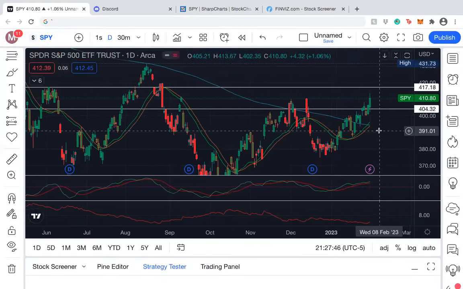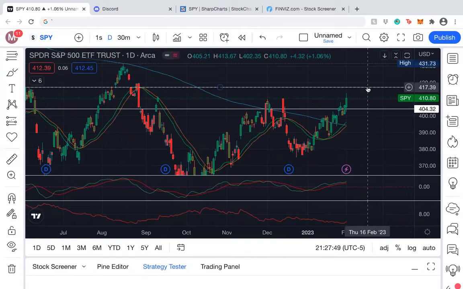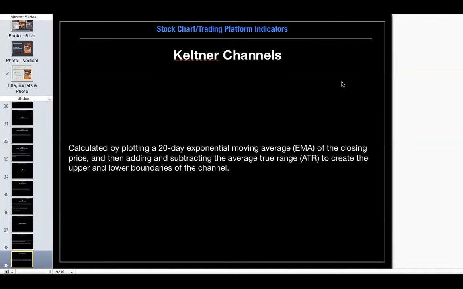The upper boundary represents the resistance and the lower boundary represents the potential support. Conversely here, talking about that, this ATR level represents the upper boundary. That's the resistance. This is the support. That's your price channel from which you trade, right? The way that you calculate the Keltner channels is that you plot it on the 20-day exponential moving average of the closing price, and then you add and subtract the average true range to create the upper and lower boundaries of the channel, right? It's pretty simple in terms of calculating what those are. But again, the technology has done it all for you, right?